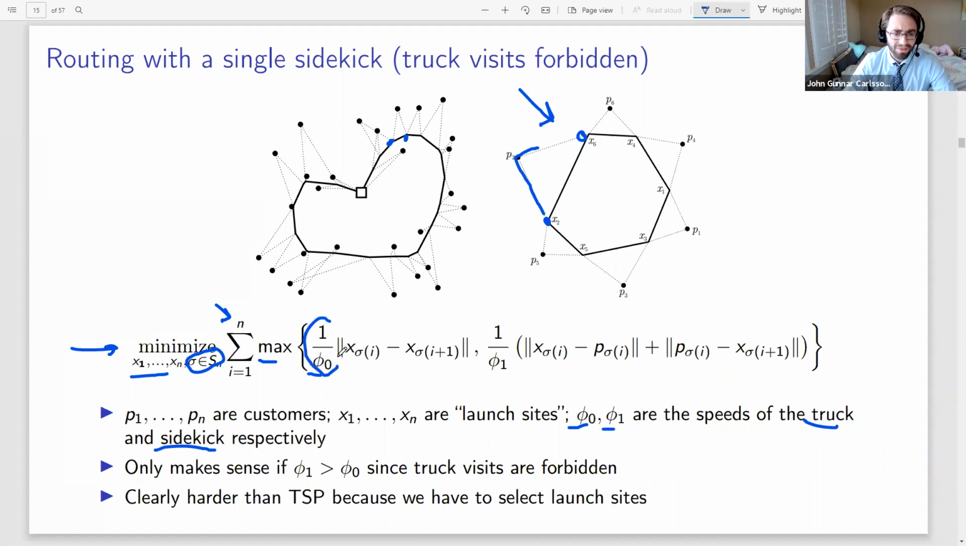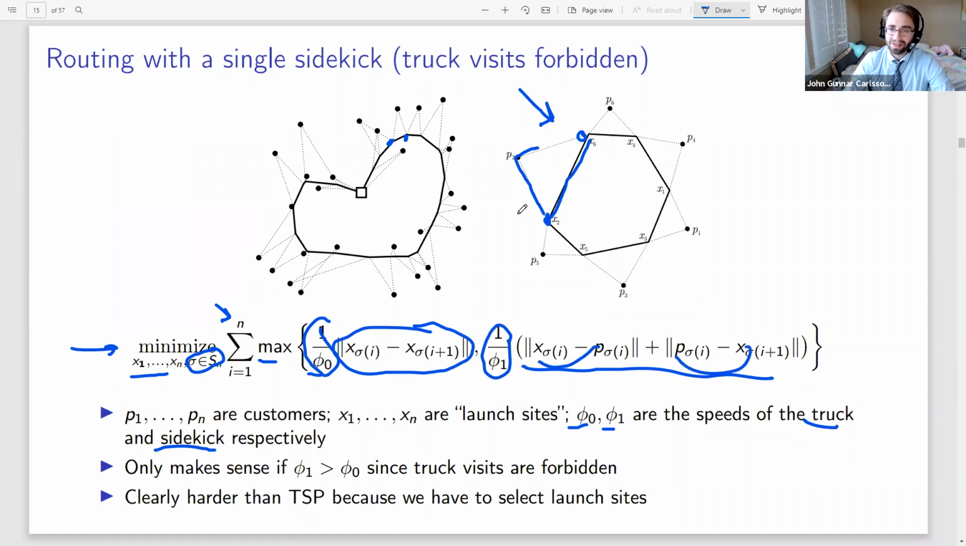Okay, so 1 on phi naught times this thing times x of sigma I minus s to sigma I plus 1. That's the amount of time it takes for the truck to get from here to here. That's how much time it takes for each truck to get from one location to the next. This thing here is 1 on phi 1, which is the drone speed, times the x going to the p, and then the p going to the x, which is this bit here.